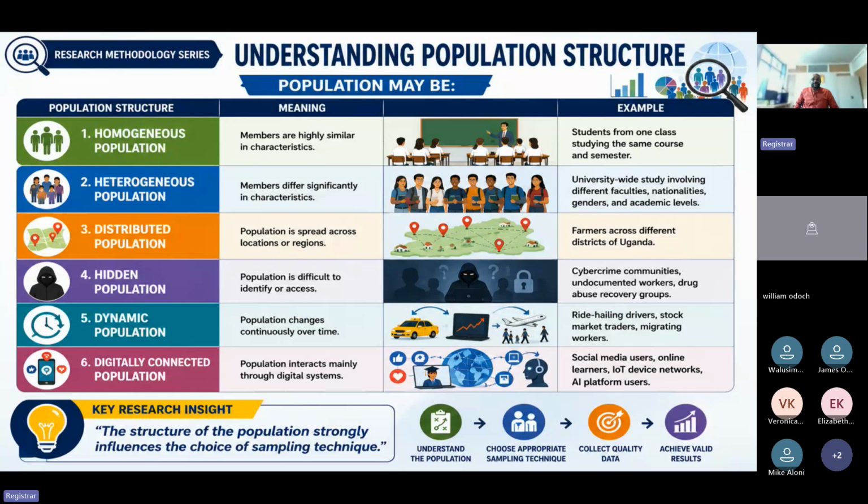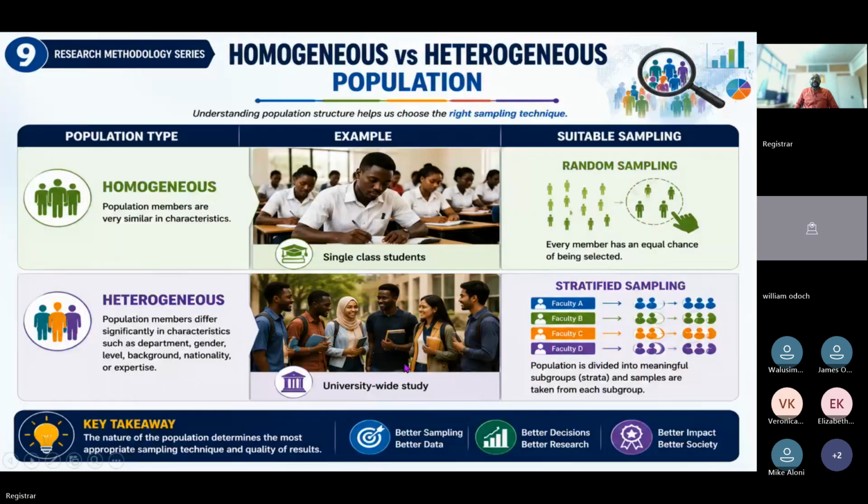population may be different, but the scientific research process is same. So now you know a clear distinction: what is a homogeneous, what is a heterogeneous, what is a distributed, what is hidden, dynamic, and digitally connected population. So you don't find the digitally connected population in the old books of research, but it has recently evolved out because previously we don't have so much digital connected population.